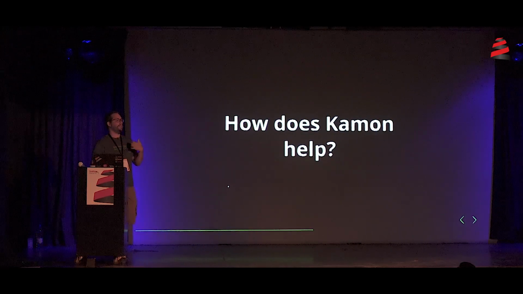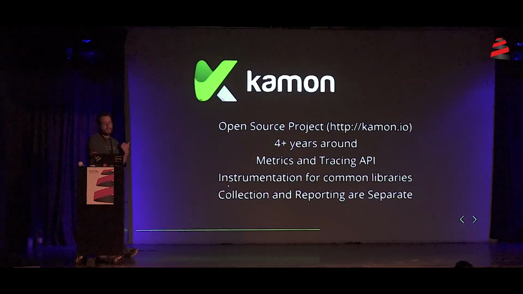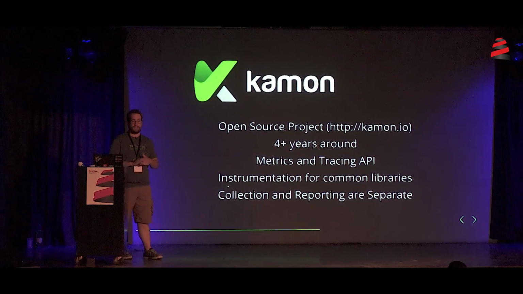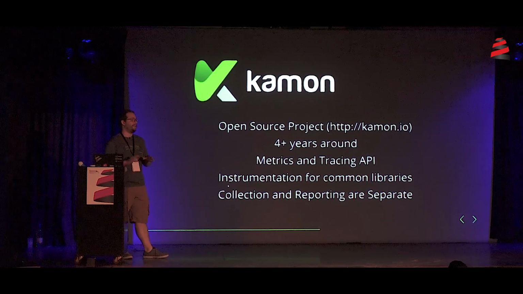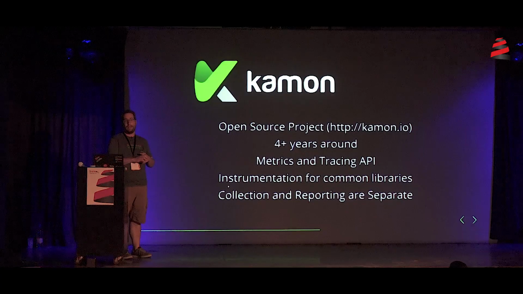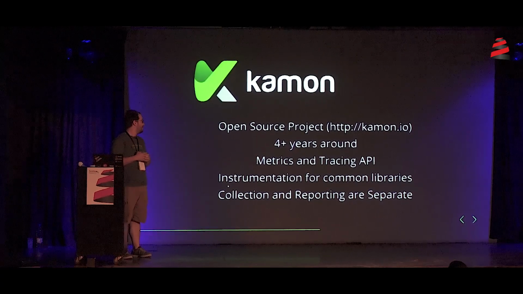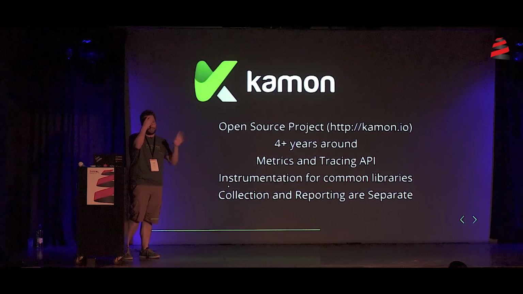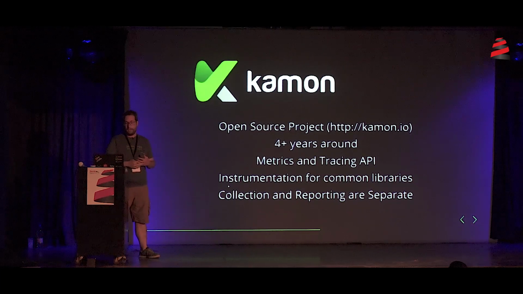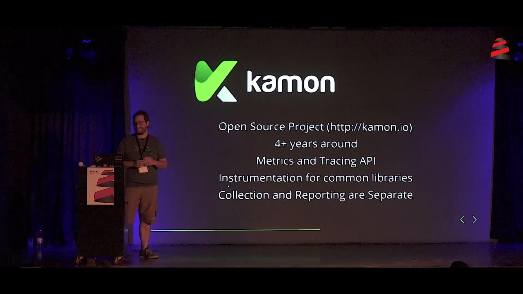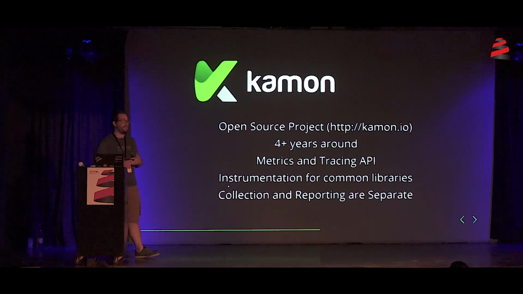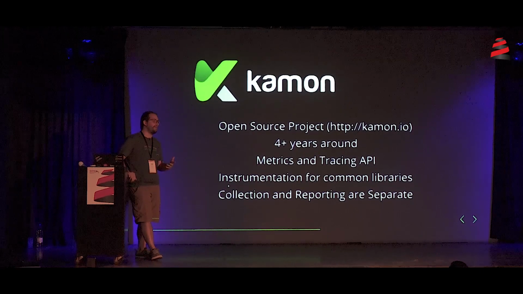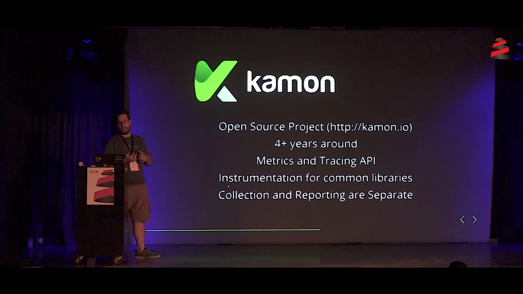Now, how does Kamon help you achieve these things? First, in case you didn't hear about it before, Kamon is an open source project for monitoring on the JVM. It's not tied to Scala or Akka or Play. It's a monitoring tool for the JVM. It has a bit more than 4 years of effort in there. It has a metrics and tracing API, so it's not just about doing metrics. It also has an OpenTracing compatible tracer, since version 1.0. And it also brings a lot of instrumentation for common libraries. So if you're using Play, Scala Futures, or Akka, there is already instrumentation that gives a lot of good things that we're going to see in a second.